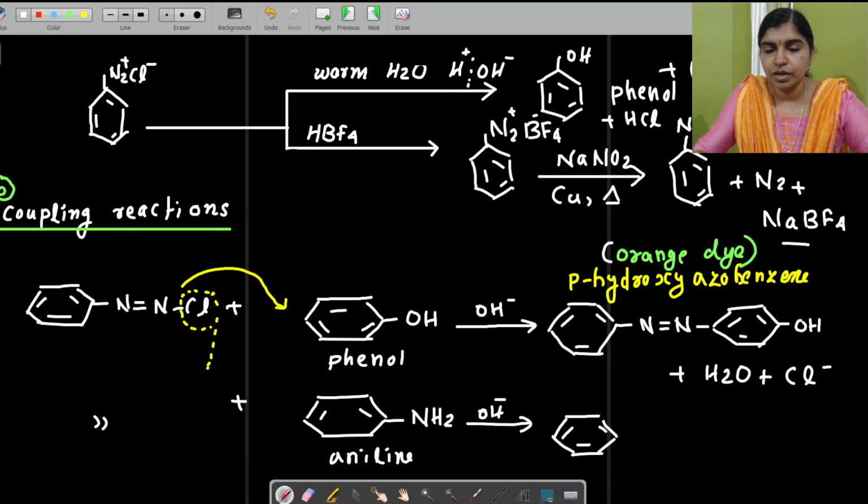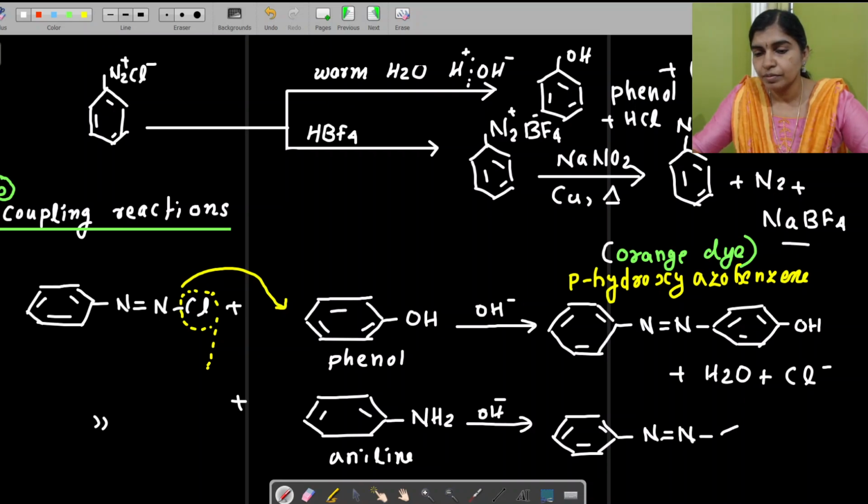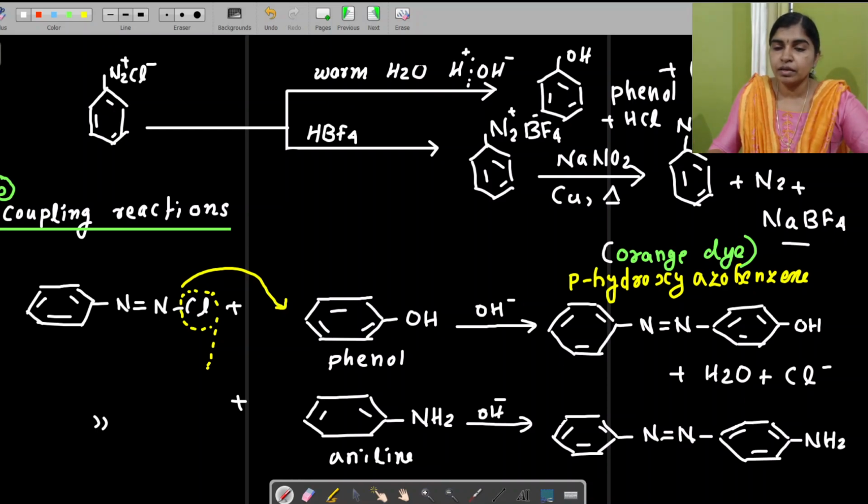So you will get the product like this. Here nitrogen is retained. Nitrogen അവിടെ തന്നെ ഉണ്ട്. Azo group is there. And here the NH2 group attached to the para position. And what is the name of this product? That is, here it is para hydroxyazobenzene.